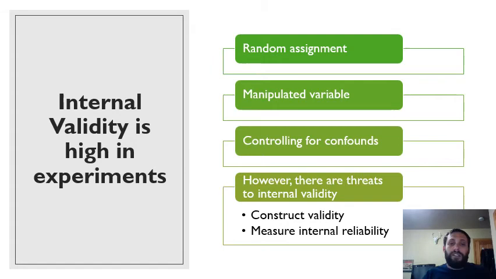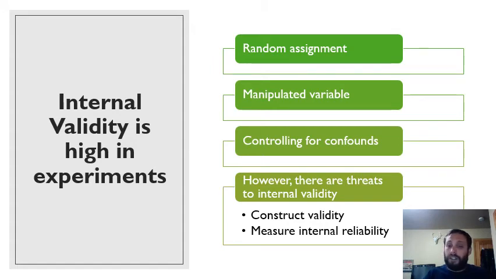So there are some reasons why internal validity is so high in experiments. The reasons are, one, you have random assignment with your between treatment groups, and additionally you have a manipulated variable, and you have controlling for confounds. However, there are still threats to internal validity that we need to notice here, and they're not any different than that in correlational research either.